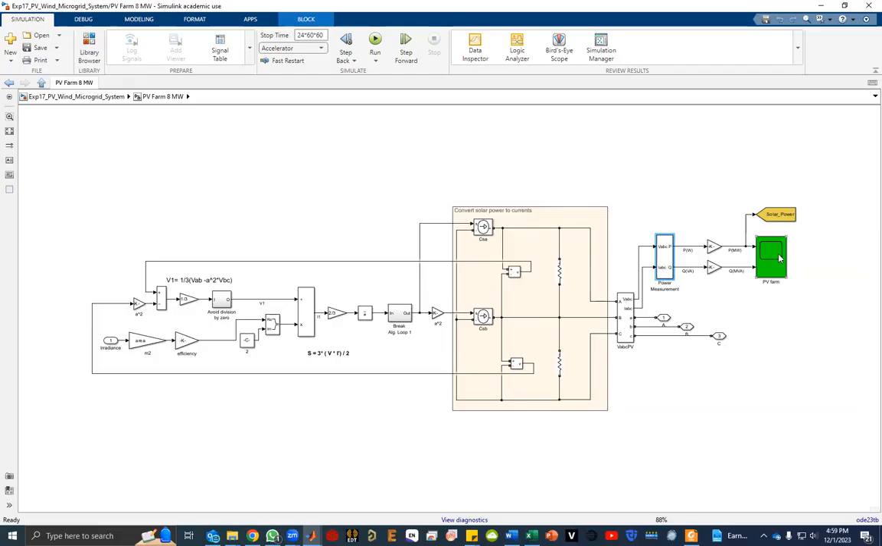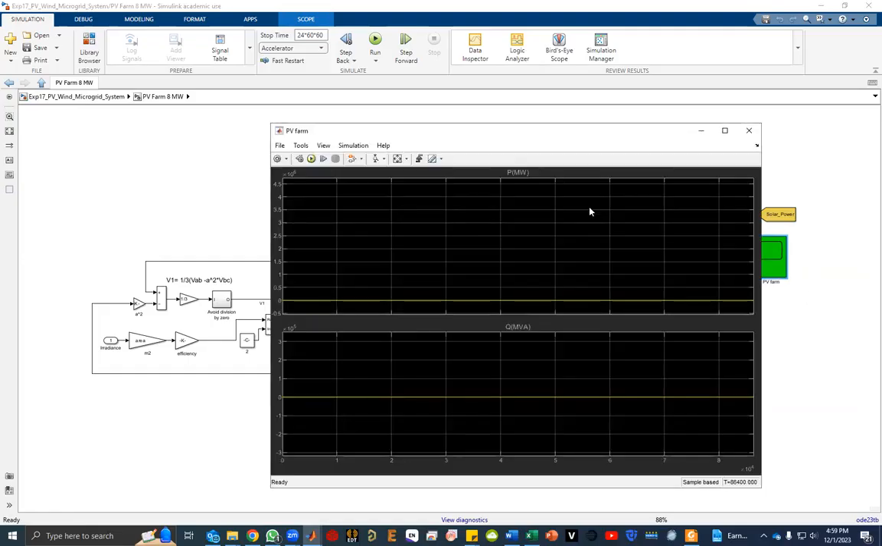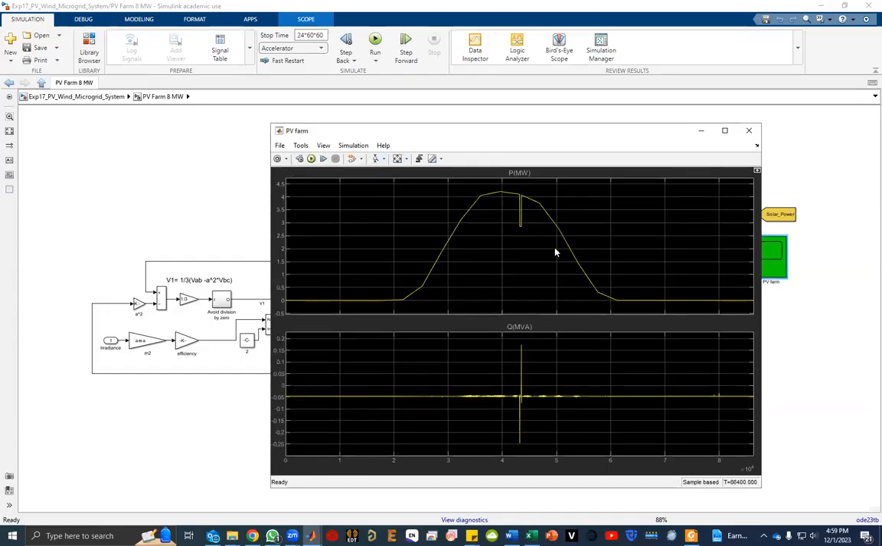If I double click it, I will see some graphs regarding PV. So what are the outputs of PV? We can get them from this oscilloscope. I'm not sure whether I ran it or not. Okay, so I ran it. This is the power I'm generating from the PV. It comes from a certain input.